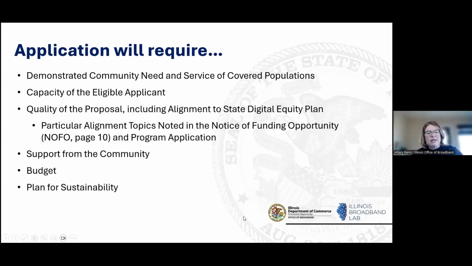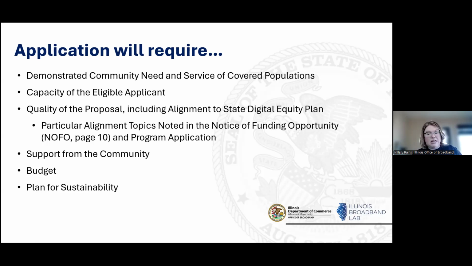Your application needs all of these things. Again, take a look at that NOFO, make sure you've got everything you need, make sure you're demonstrating the need in your community, and especially for the covered populations that you hope to serve. What your capacity is, make sure your proposal has a lot of high quality data and aligns to the digital equity plan. Again, it's all in that NOFO, all in that application, and that can help you out there.